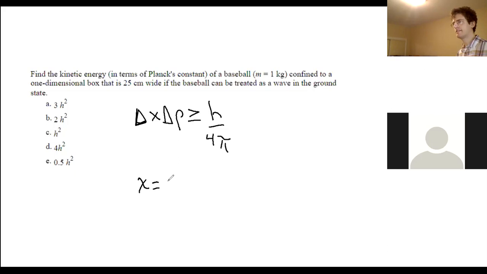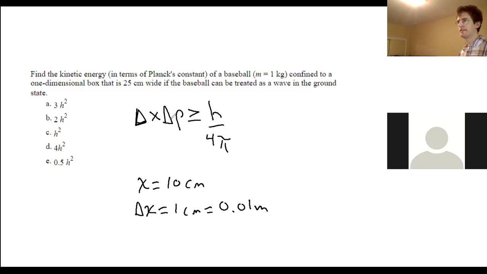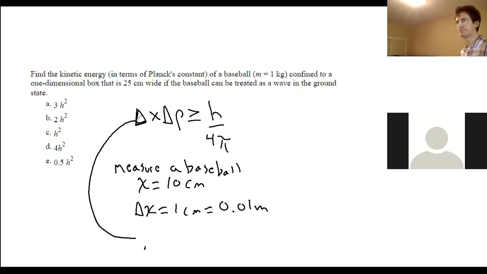So you measure that it's, say, 10 centimeters, and the uncertainty of your ruler being a meter stick might just be 1 centimeter, or a hundredth of a meter. So the limit on how well you can know the particle's momentum, according to quantum mechanics, you can determine by the uncertainty principle. So the lowest accuracy to which you can measure the baseball's momentum would be h divided by 4 pi times delta x, which is again the accuracy of your meter stick.